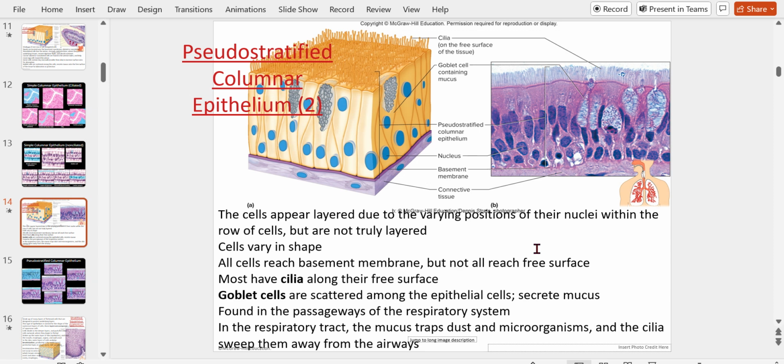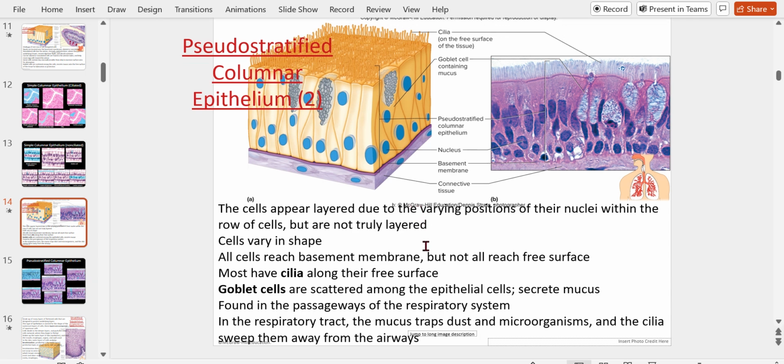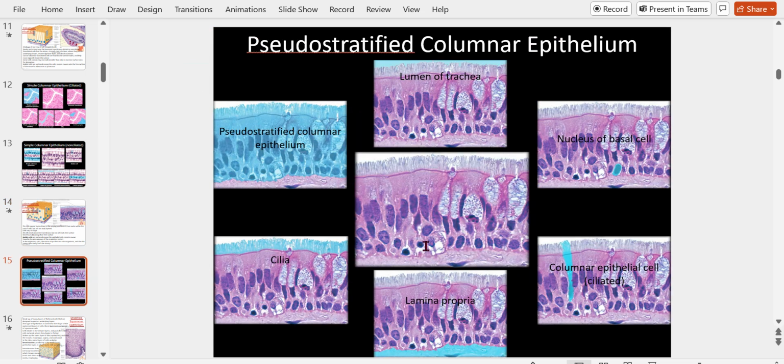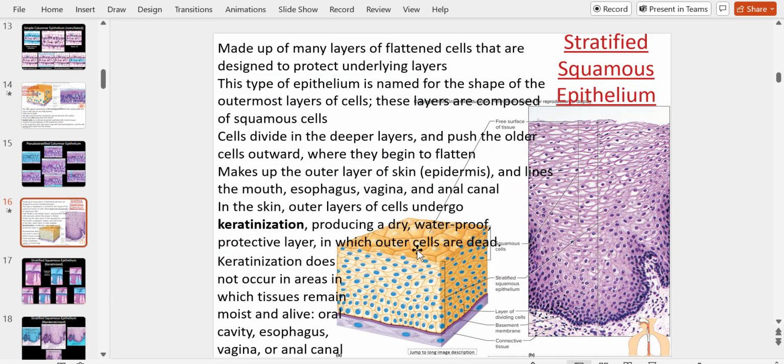Most have cilia along their free surface. Goblet cells are scattered among the epithelial cells. They secrete mucus found in the passageway of the respiratory system. In the respiratory tract, the mucus traps dust and microorganisms, and the cilia sweep them away from the airways. So there's just some more shots there of your pseudostratified columnar epithelium. Okay, there's your cilia. Okay, good stuff.